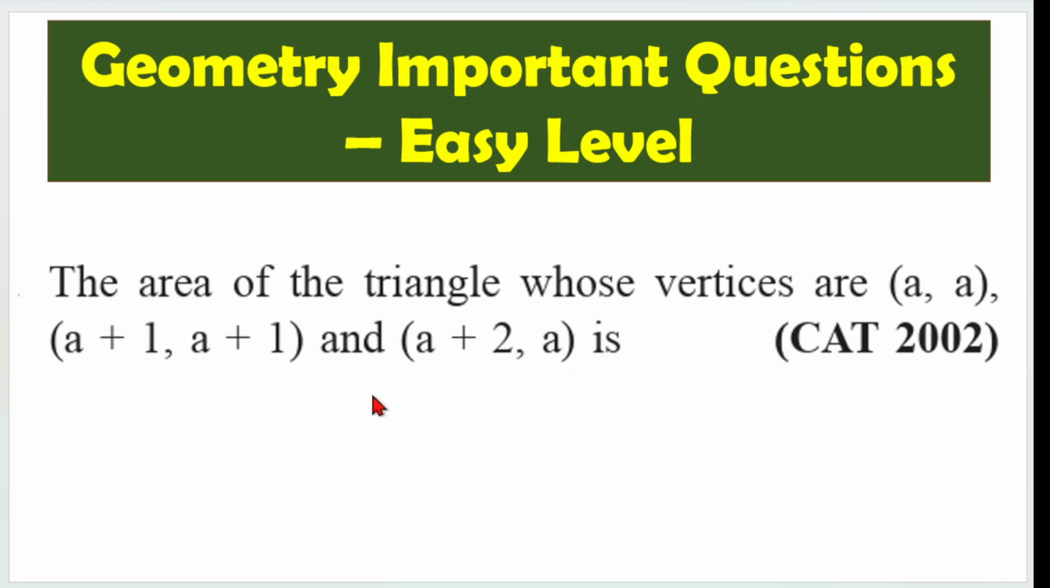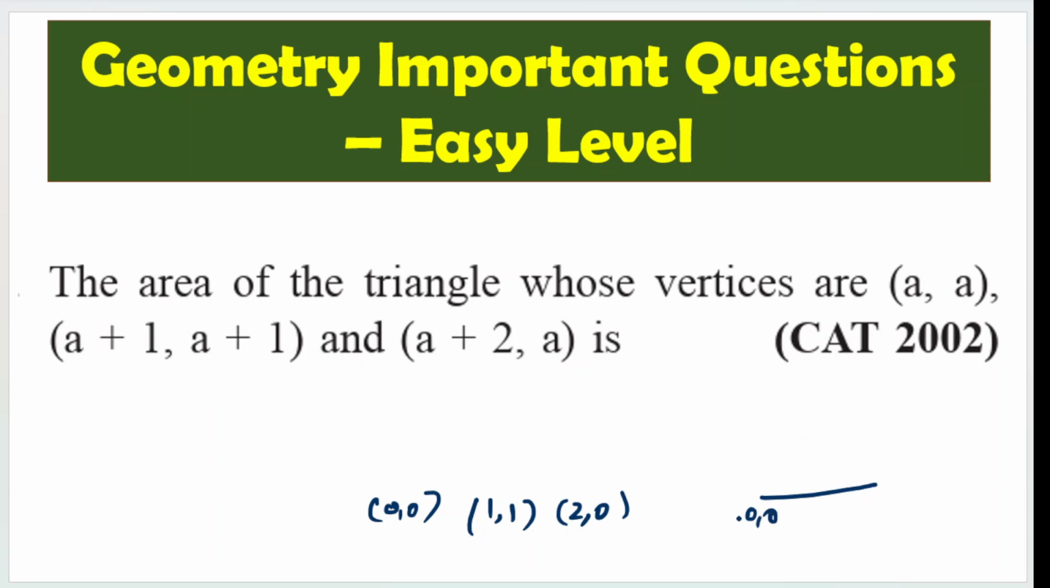(a+1, a+1) and (a+2, a), there is some symmetry. Let's use that symmetry. Let's for now assume that a is 0. Then what are these three vertices? Then (0, 0), (1, 1), (2, 0). What exactly is this triangle?